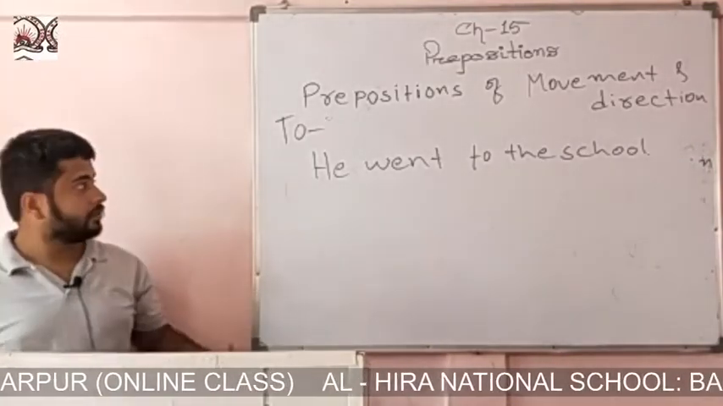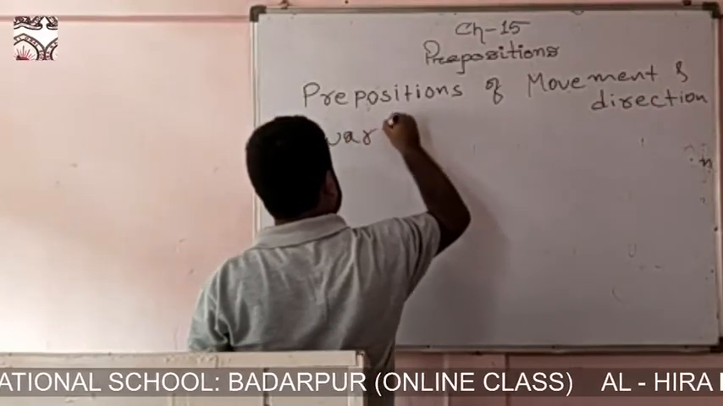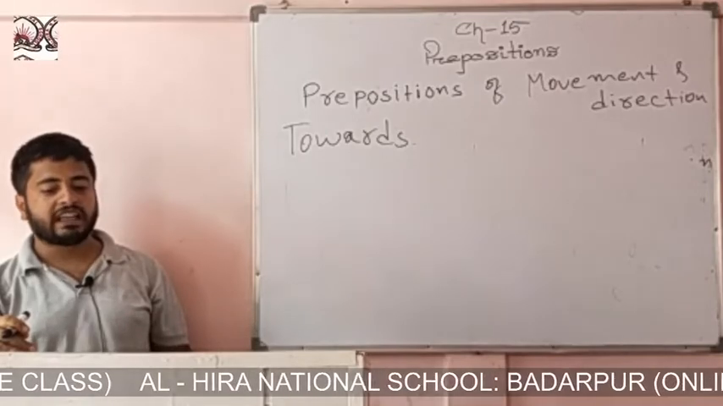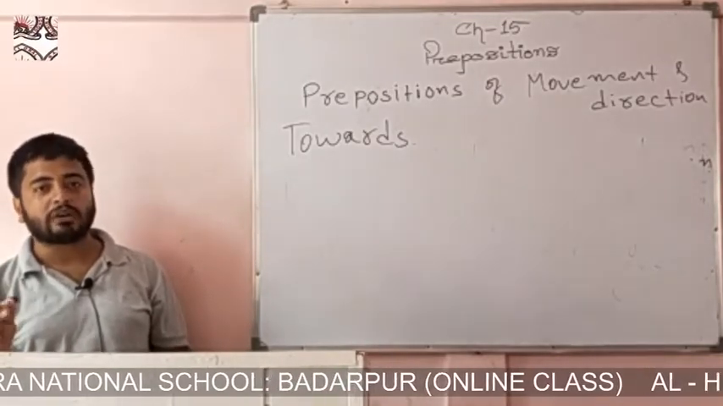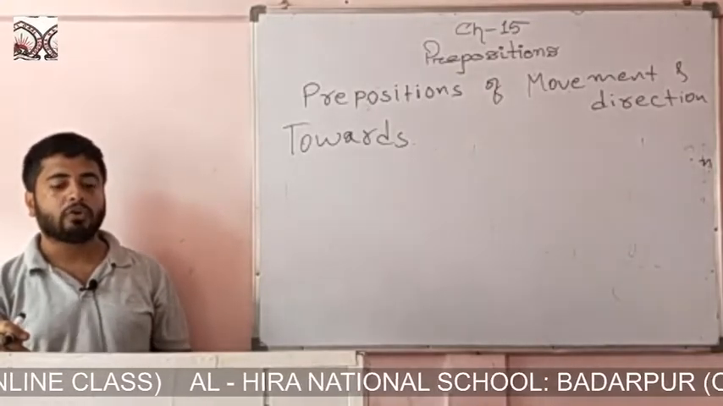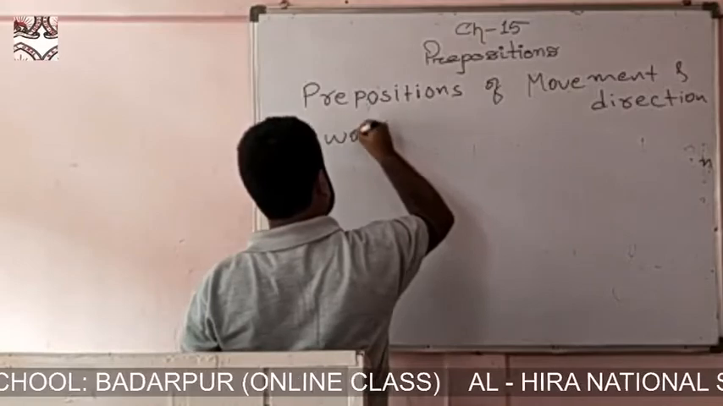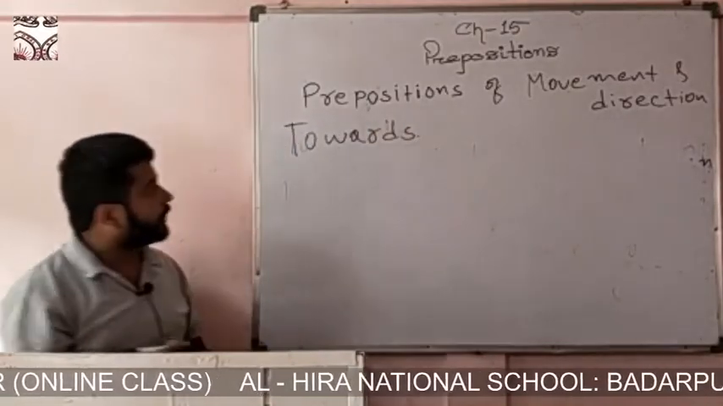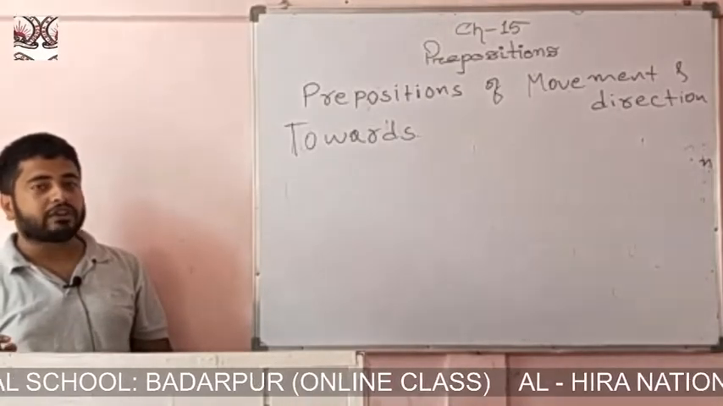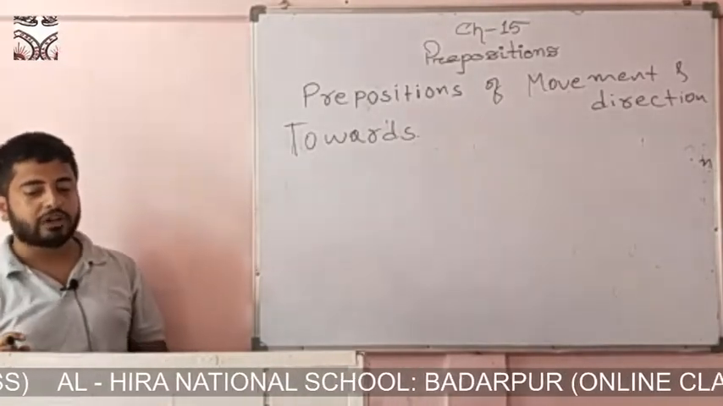So the next preposition is "towards". When are we to use "towards"? "Towards" is used to say that someone or something moves, faces, or looks in the direction of someone or something. So once again I am repeating, where we are to use the preposition "towards": it is used to say that someone or something moves, faces towards, looks in the direction of someone or something.